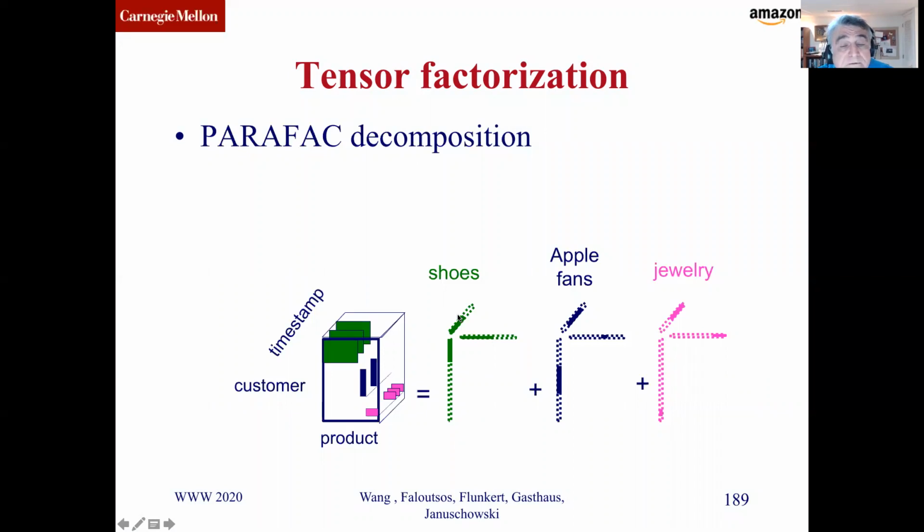So suppose that fashion-aware people shop during the weekdays, Apple fans shop during the summer months, because that's when there are big breaks or big discounts or whatever, and jewelry lovers buy stuff during the holidays, right? So this is the interpretation of the vectors that parafact generates.